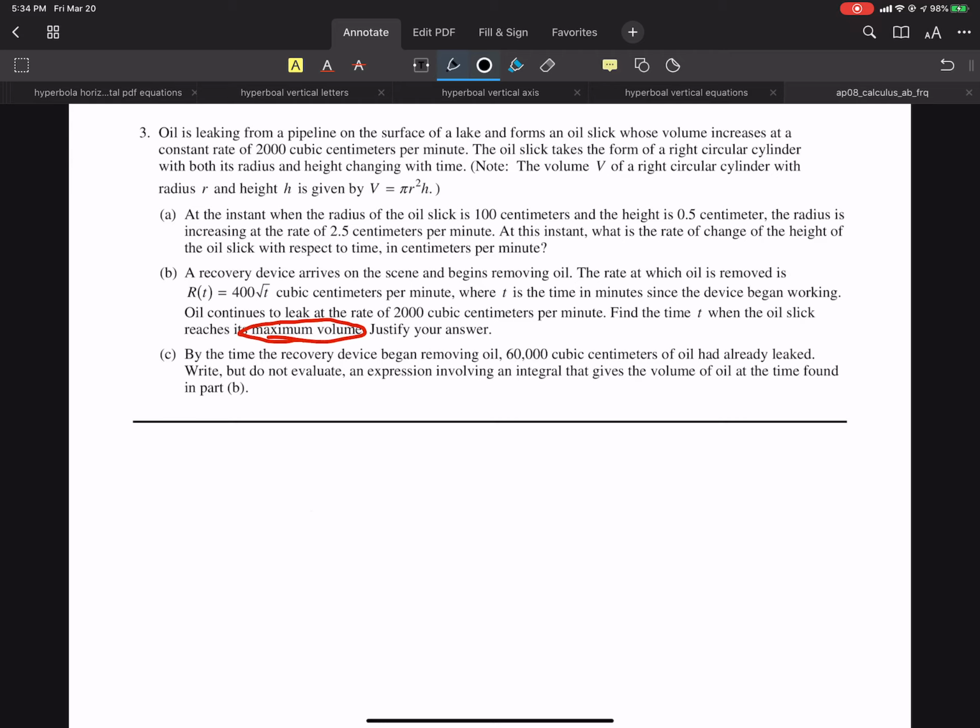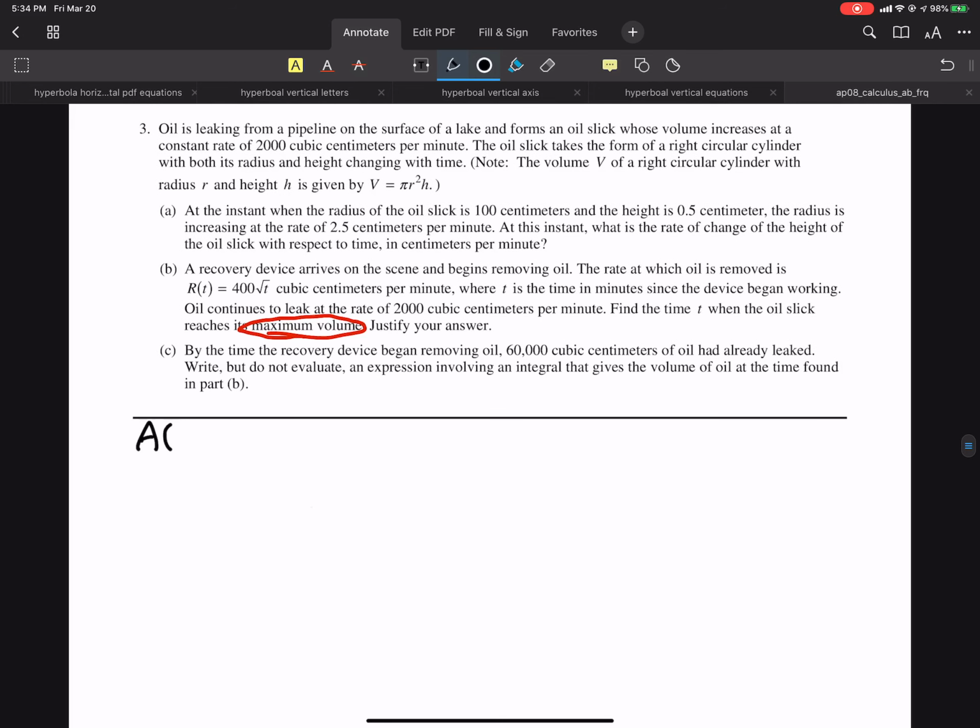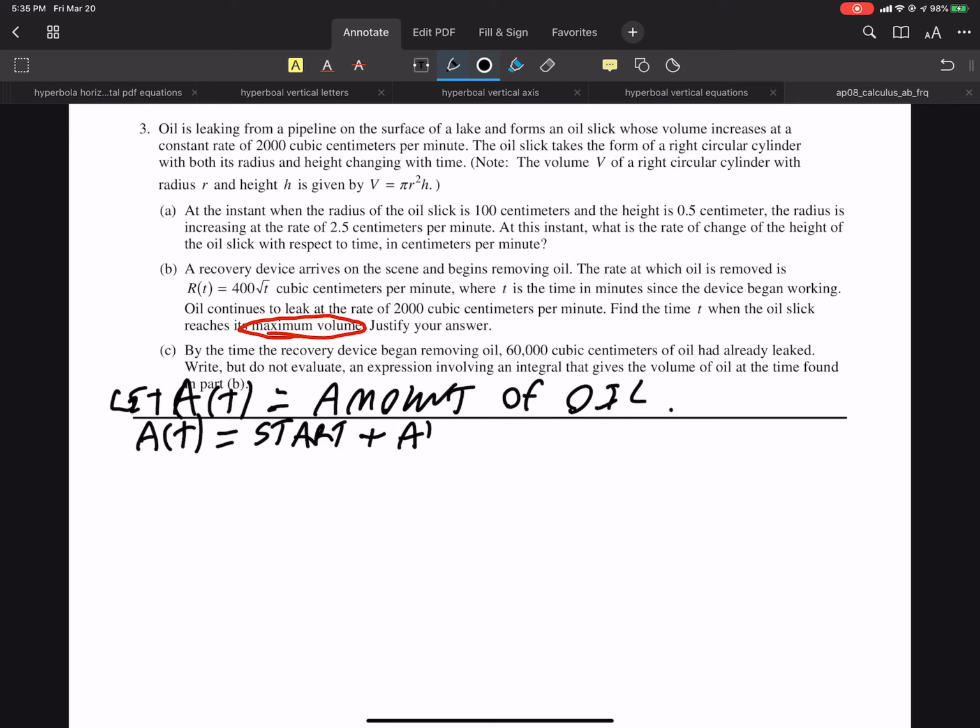So I'm going to go a long way here, but you don't have to do this technically. The amount of oil, I will say let A of t equal the amount of oil. So that's going to be the start amount. Does it say that it started? It really doesn't matter the starting amount because that's going to all disappear. So we're going to assume that the starting amount was 0. Here, let me do this the long way. The start amount plus the amount added minus the oil taken.